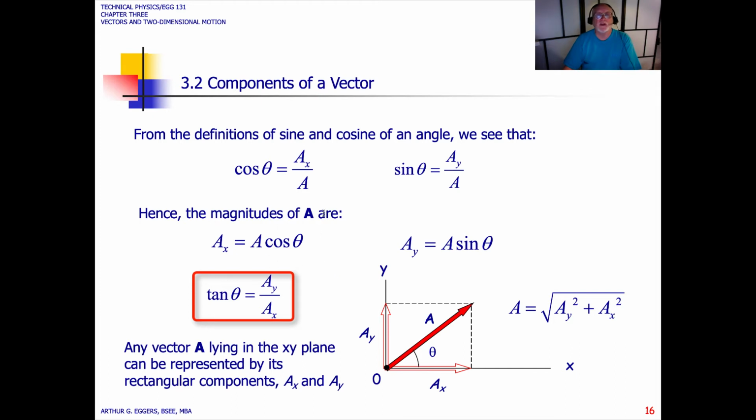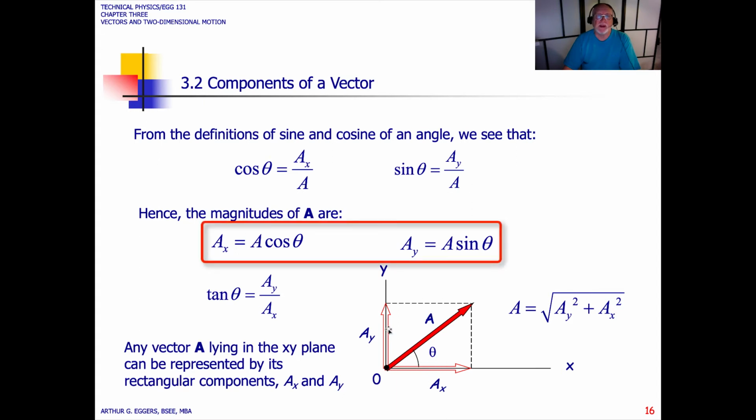So what we can do then is, if we want to solve for a sub x, which in this case is our a sub x, all I have to do is take A and multiply it by both sides, so I get a sub x is equal to the magnitude of A times the cosine of theta.